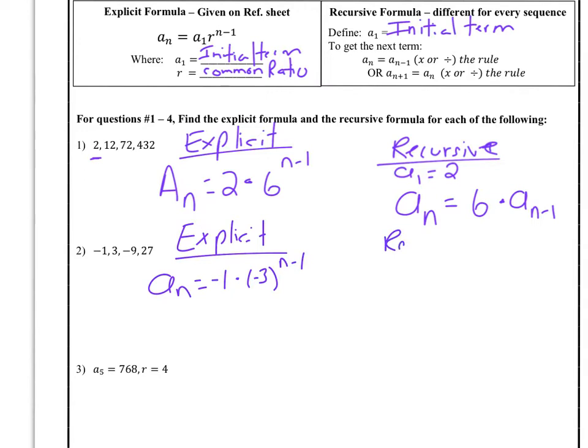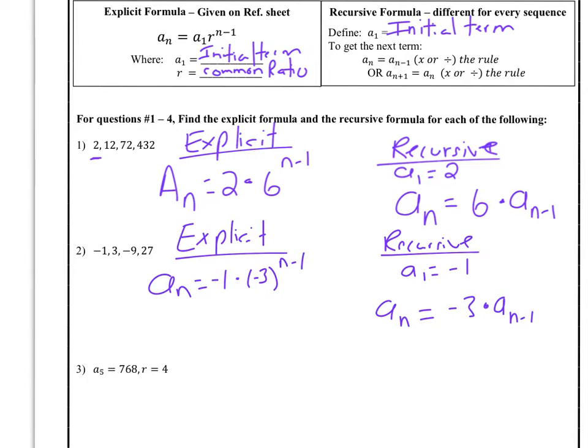To do your recursive formula, same idea. The first term again we know is negative 1. Our a sub n has to be multiplying by negative 3 over and over again. So it's negative 3 times the previous term. And again, the previous term is denoted with a subscript n minus 1.